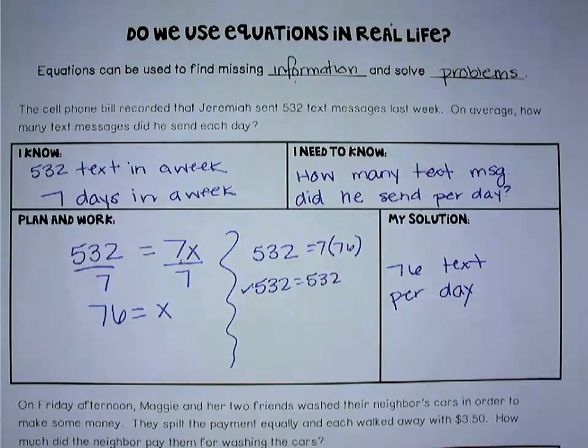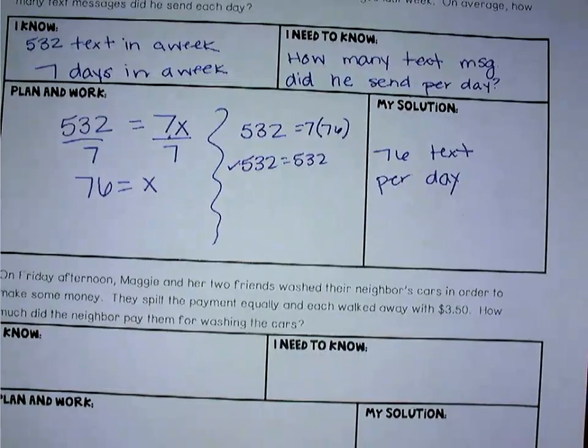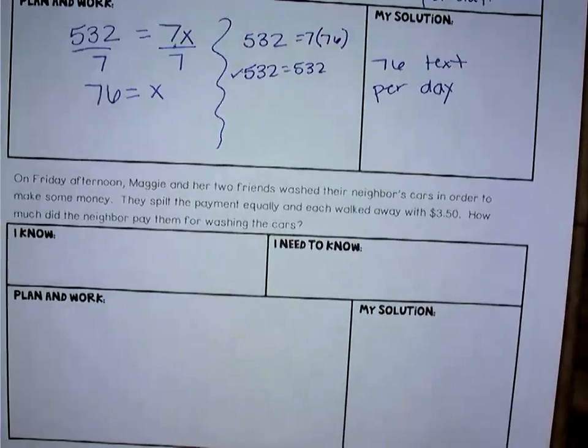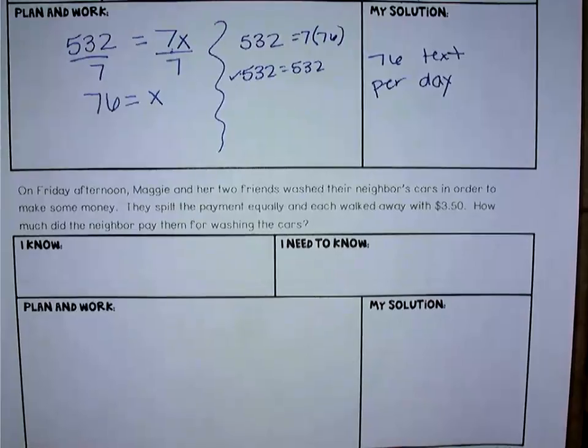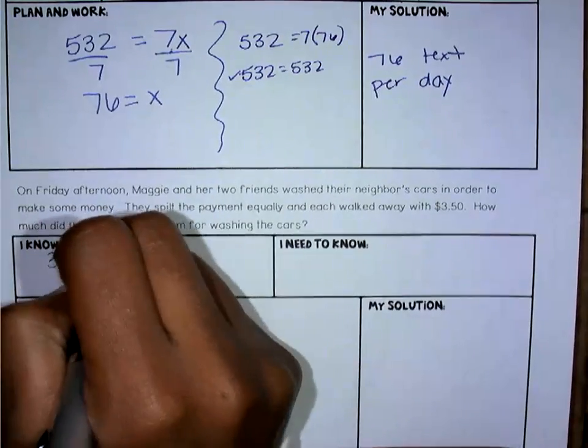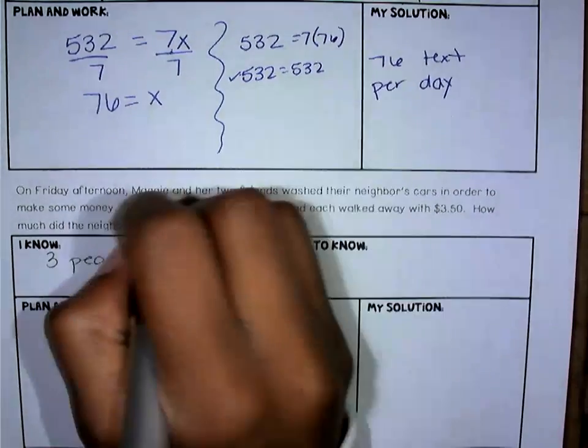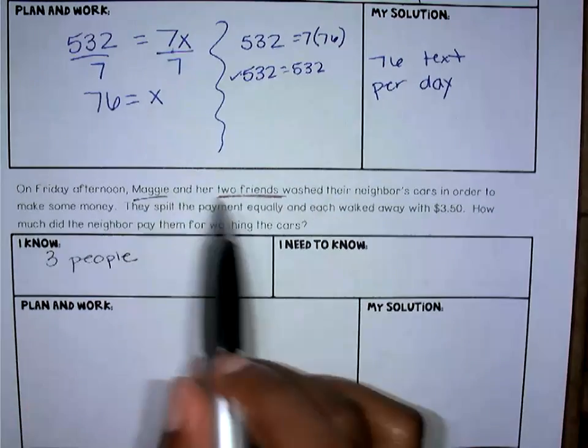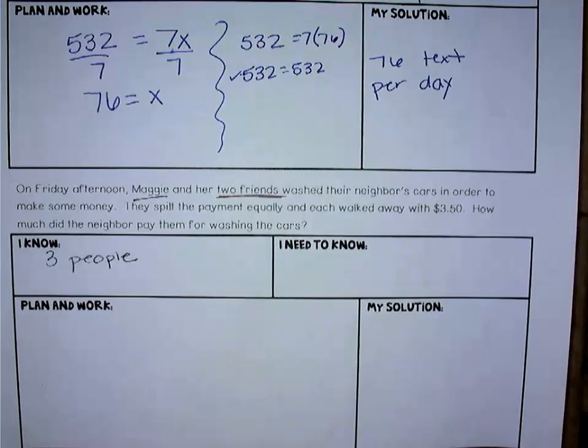All right, so moving to the bottom one. Let me scoot this down for you guys. All right, it says on Friday afternoon, Maggie and her 2 friends wash their neighbors' cars in order to make some money. They split the payment equally and each walked away with $3.50. How much did the neighbor pay them for washing their cars? All right, what do we know? We know that there's 3 people being involved in this, right? Maggie and 2 friends, right? So if you include Maggie, that's 3 total people. There's 3 people who are washing these cars.